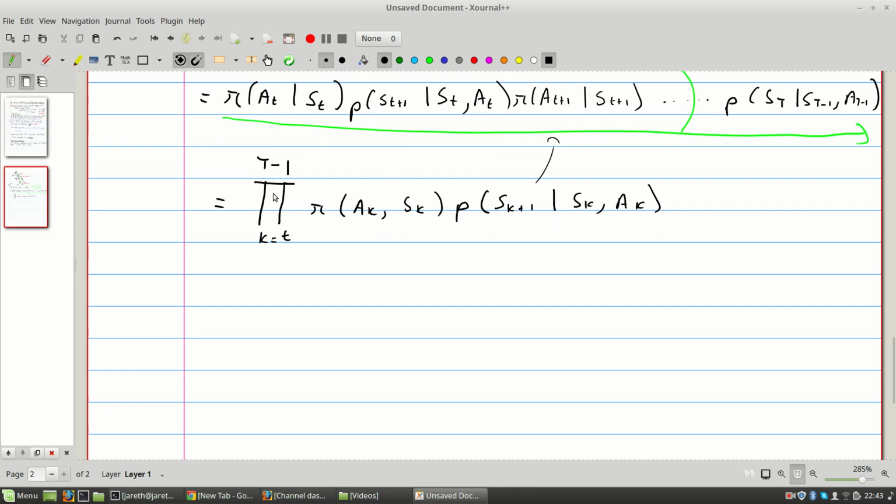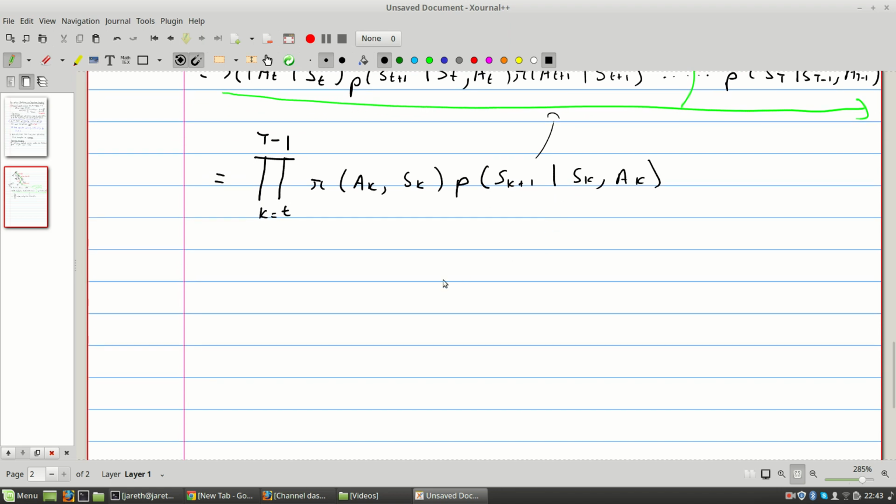So if we look at the probability of the trajectory under policy pi and the same trajectory under policy b, if we divide those two probabilities, then we end up with what's known as the importance sampling ratio. Let me first write it down. The importance sampling ratio, which is represented by this rho, from t until t minus 1.